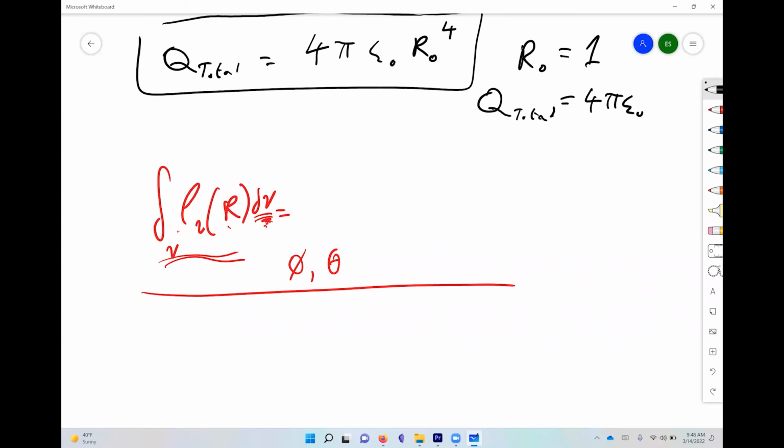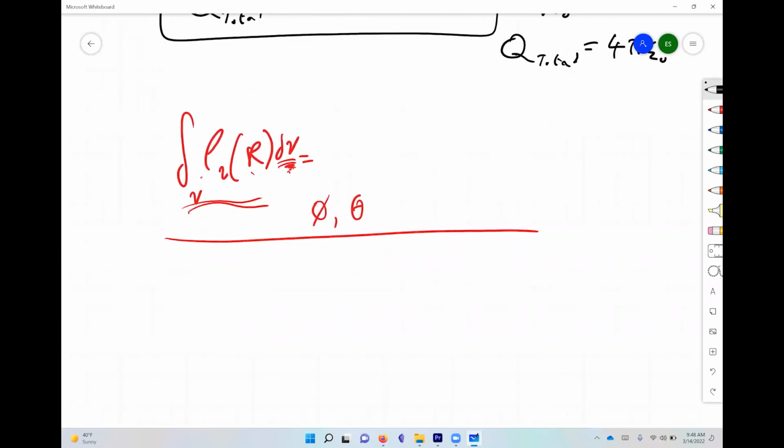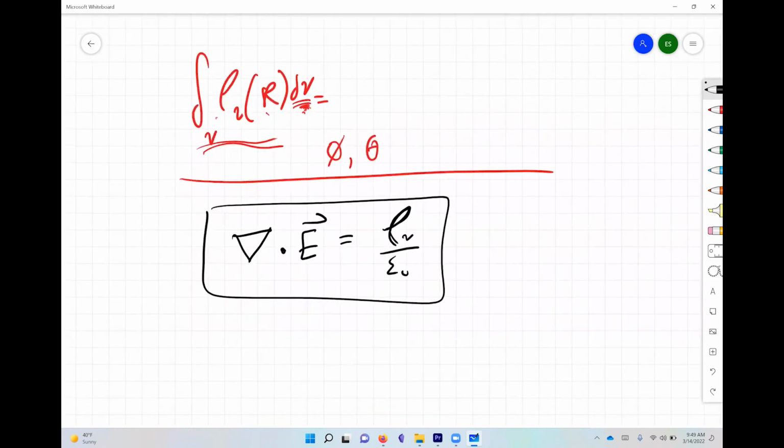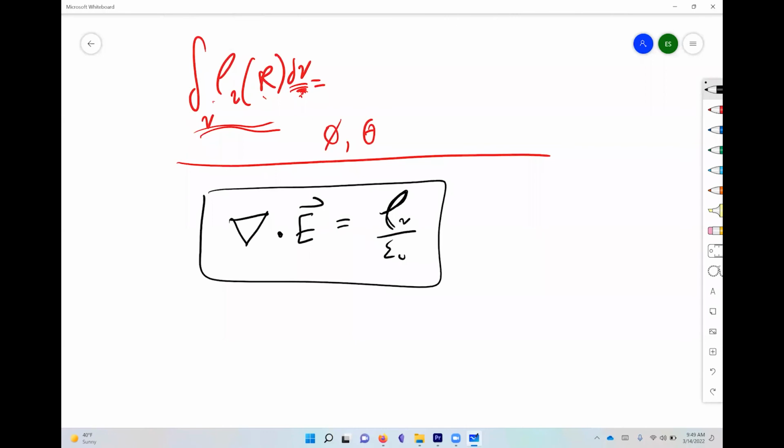So you can go through it, but the simpler way is just to go back to the postulate. Go back to the microscopic form of Gauss's law, because E is already given to you. So divergence of E equals rho over epsilon. So the microscopic form of the postulate gives you rho directly, rho v. So all you have to do is calculate the divergence of E.